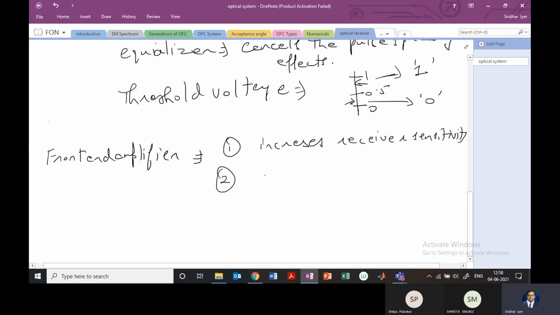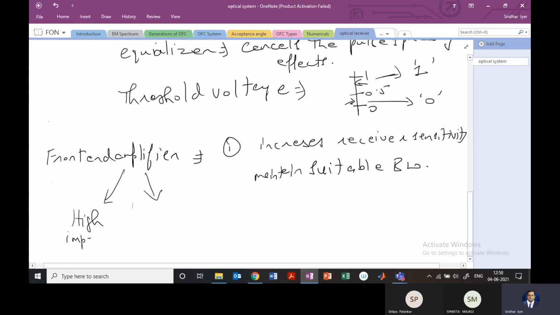Okay. The other advantage or other requirement of the front end amplifier is to maintain suitable bandwidth. Maintain suitable bandwidth. Right? So this front end amplifier can be of two types. One can be high impedance, and the other is a trans impedance.